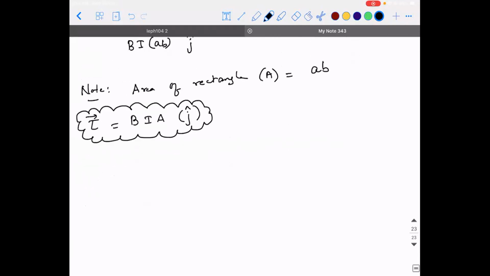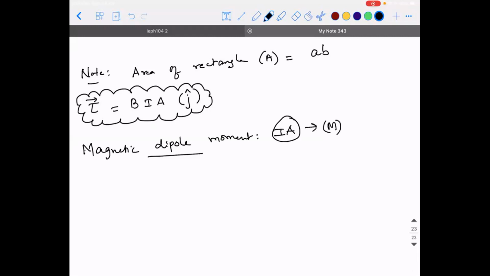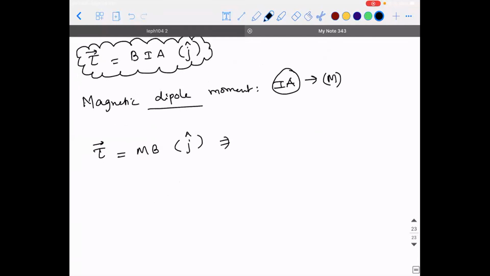Okay. This is where certain important points come into the picture. There is a concept called magnetic dipole moment. The product of current and area is what we call the magnetic dipole moment. So torque can be written as M into B in the direction of j cap. From this I can conclude that torque as a vector can also be written as M vector cross B vector.